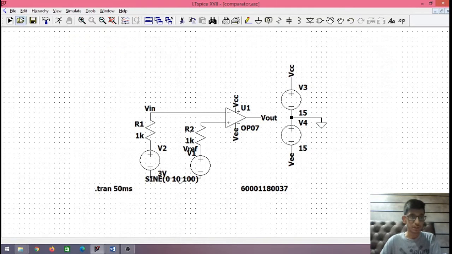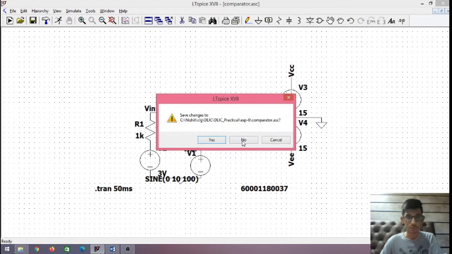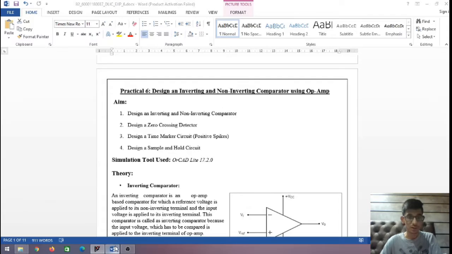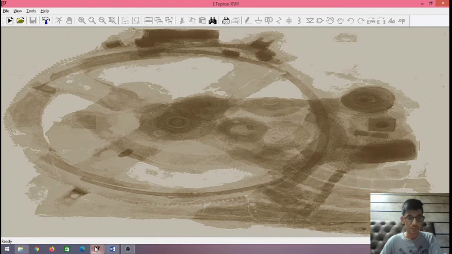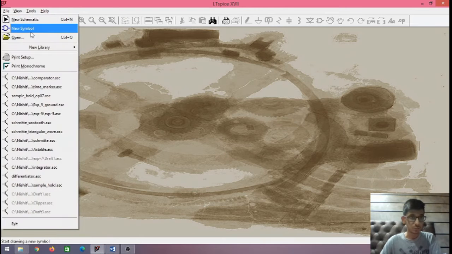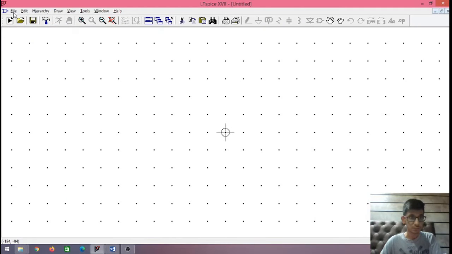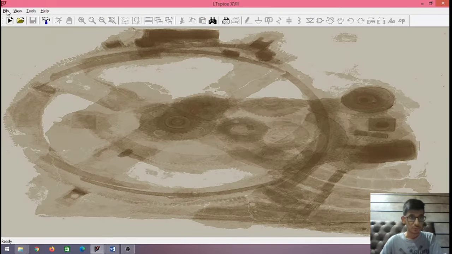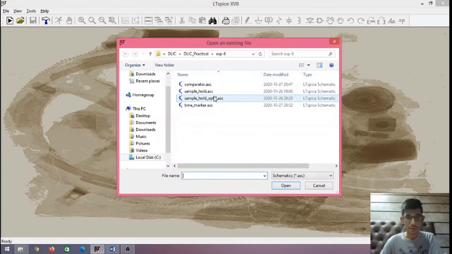So now let's get to the application part. We'll close this and we'll see the application. The first application is the zero crossing detector. So let's open the zero crossing detector. I have already made the circuit.